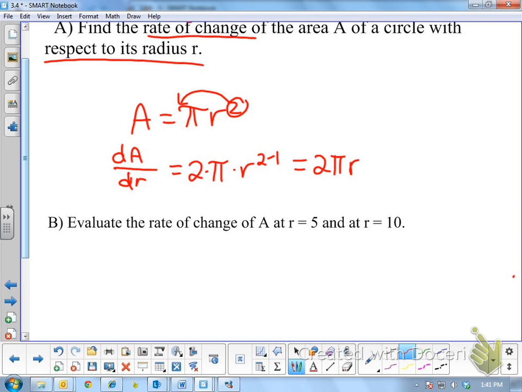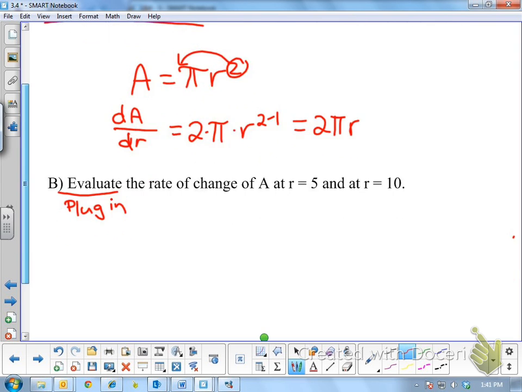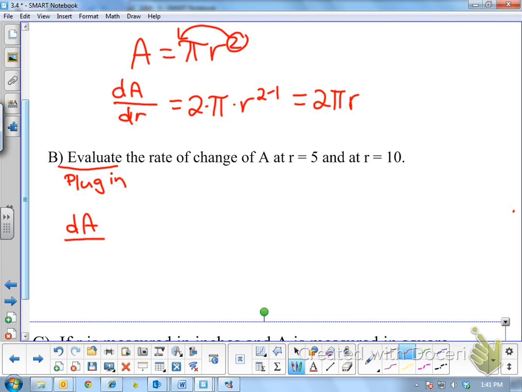So what should I do if I want to evaluate the rate of change? What do we usually mean by evaluate? Just in general, if I said evaluate f of x at x equals 5, what would you do? Plug it in. Find y by plugging in 5. Well, same thing here. Evaluate usually means plug it in. Usually. So we know when the radius is 5, the area is changing at a rate of 10 pi.